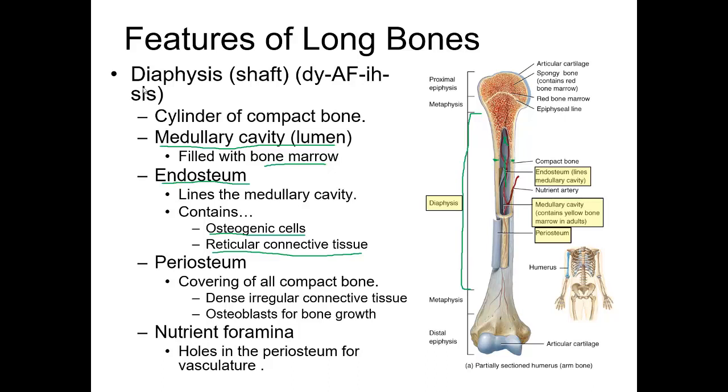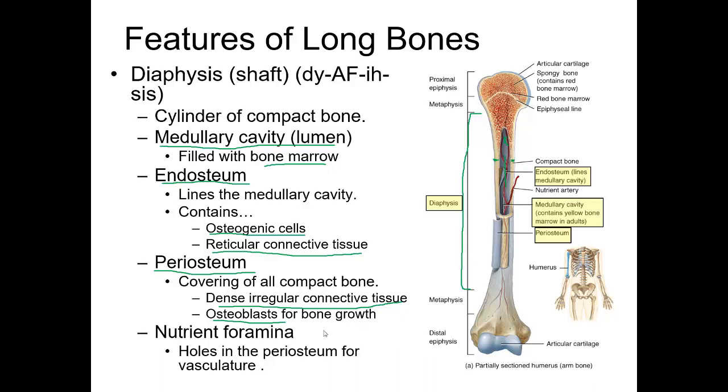Now, on the outside, it's covered with a lining called periosteum. So periosteum is on the outside. It's covering all of the compact bone right here. Now that is made up of dense, irregular connective tissue. And it doesn't have the stem cells. It has certain kinds of cells called osteoblasts. I'm going to talk about what osteoblasts are in just a little bit.